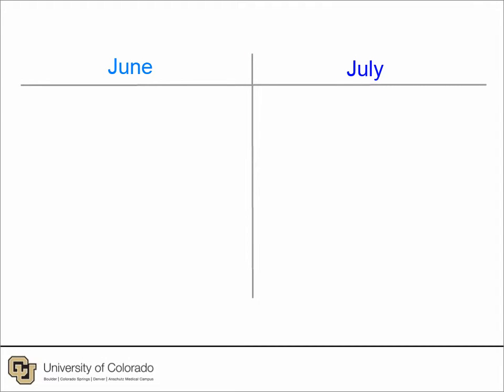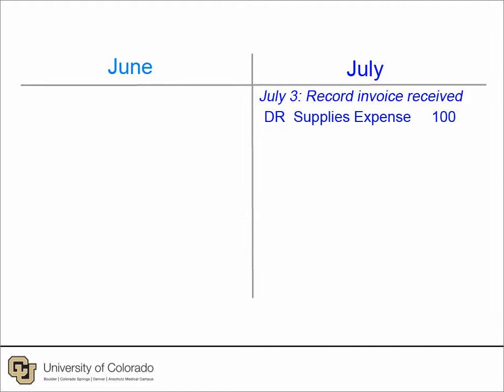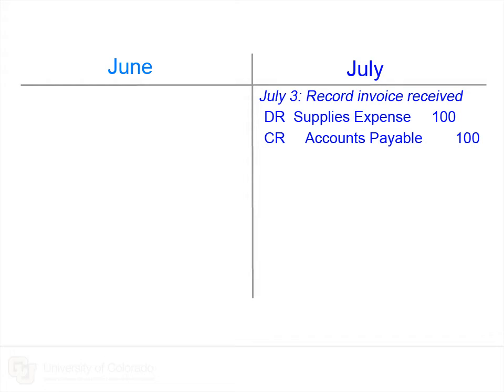Journal entries are recorded into the general ledger to account for this purchase. The general ledger is our system of record, also known as the PeopleSoft Finance System. The first journal entry is when the invoice is received. So, the journal entry on July 3rd is a debit to the supplies expense account and a credit to the accounts payable account in the amount of the invoice.